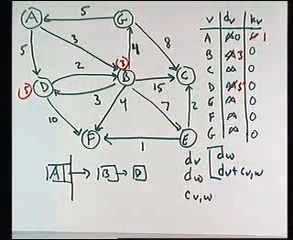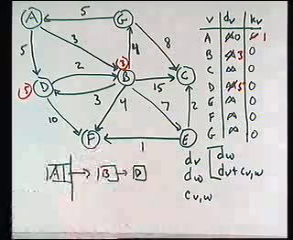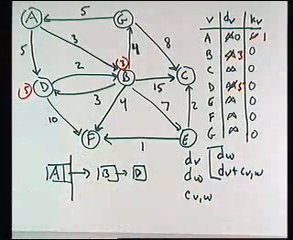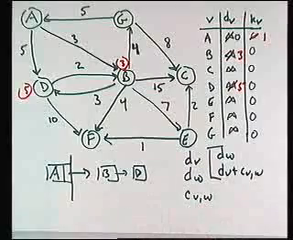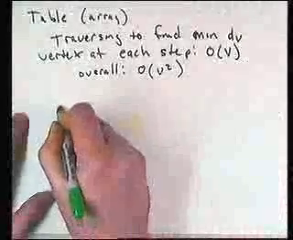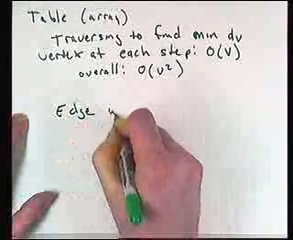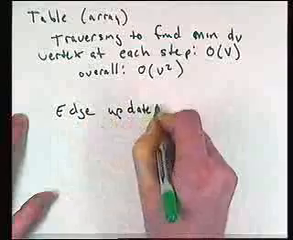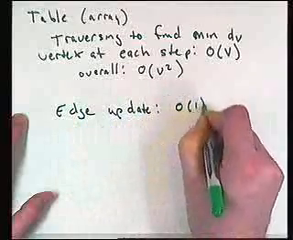So assuming our implementation is such that we've got enough information connections to be able to retrieve those in constant time, and for the implementation we discussed, we do, then the edge update time would be constant.